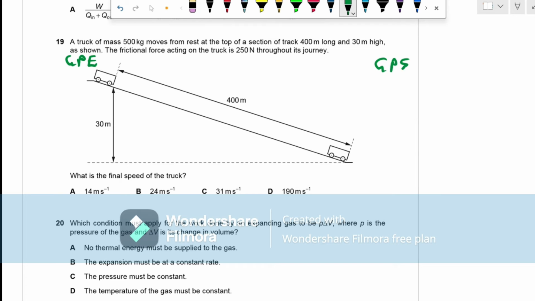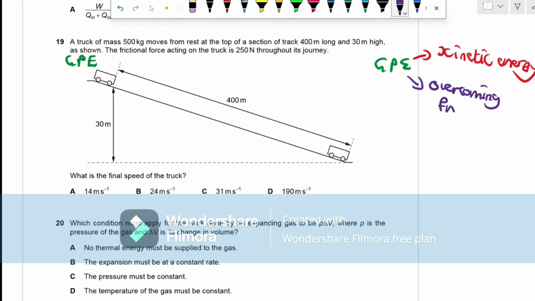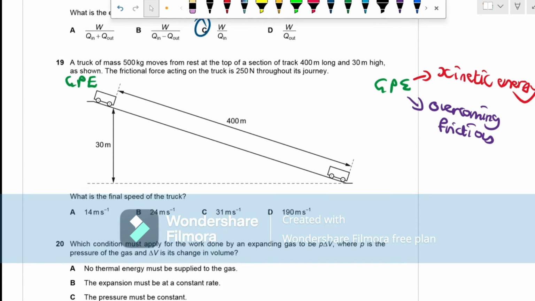So the gravitational potential energy is going to go to two things. Number one, it's going to go into increasing the kinetic energy. Then some of it is going to go into overcoming friction. So overcoming friction as well as kinetic energy. That's very, very important for you to be able to figure out.